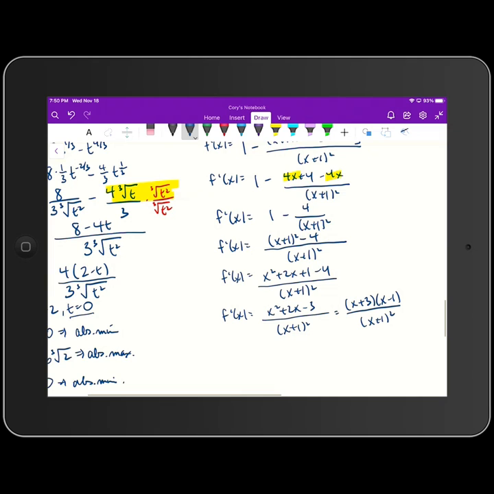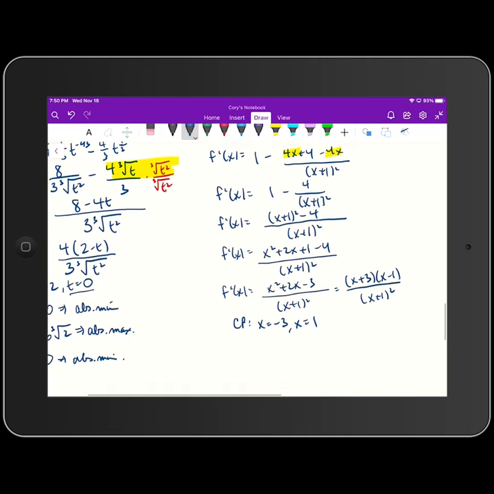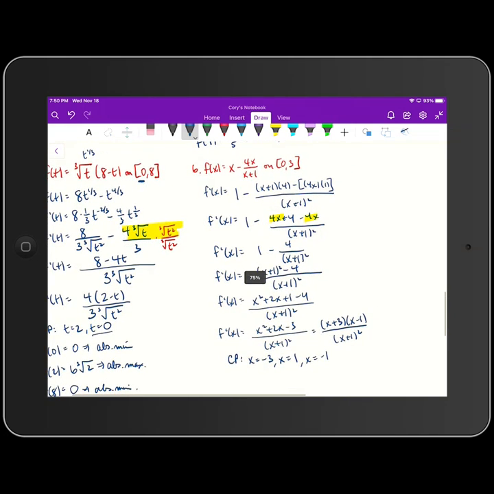Okay, so we want to determine the critical points here. So our derivative is going to be equal to 0 when the numerator is 0. So that happens when x is equal to -3 and x is equal to 1. And we're also going to have critical points where our derivative is undefined. So that happens when our denominator is 0, which happens when x is equal to -1. Now, when I look at the critical points relative to the interval that we're given, from 0 to 3, this first critical point of -3 does not lie on that interval. So I don't have to test that.